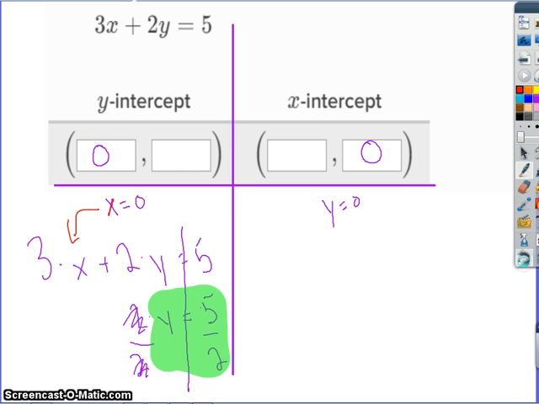So you only replace the x? Okay, that's a good point. If you want the y-intercept, you replace x with 0, and if you want the x-intercept, you replace y with 0. Okay. Yeah, that's what I meant about it being kind of backwards.